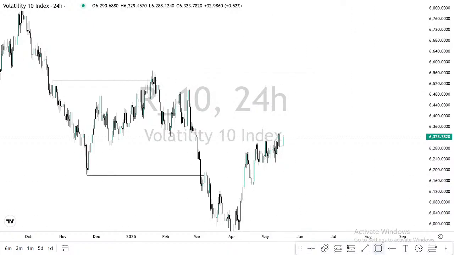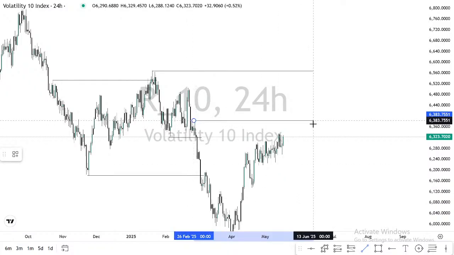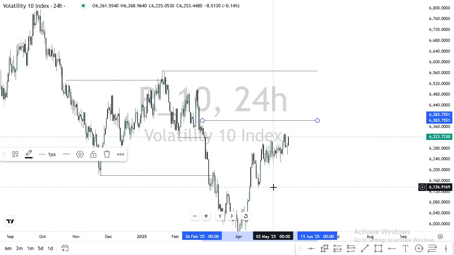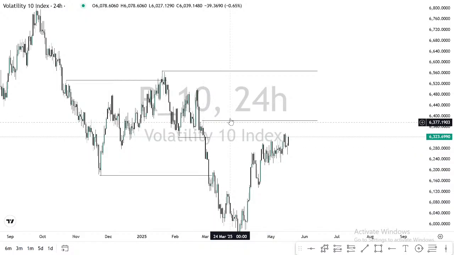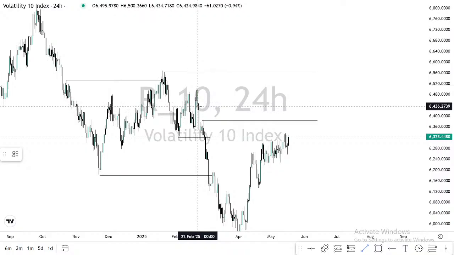So the first thing I want to look out for is the last break of internal structure, which is this low. My last internal break. So I am considering this high, this one here, as my possible liquidity. I'm considering this high as a possible liquidity. So you can see that we have a fair value gap here.